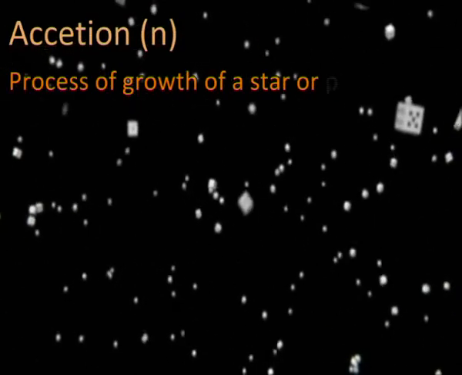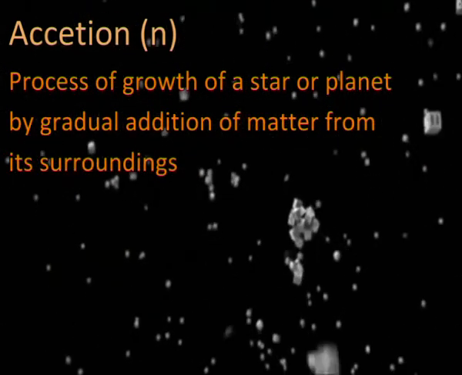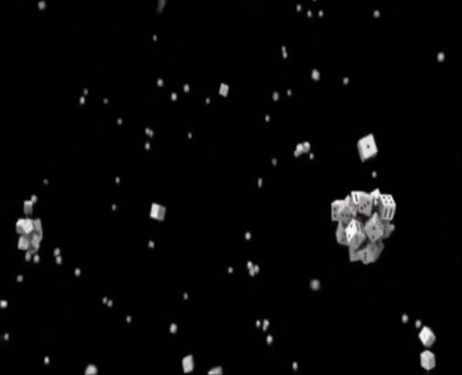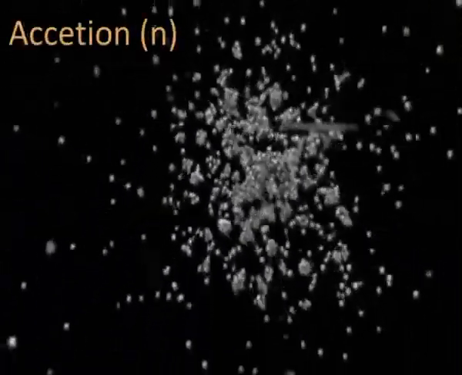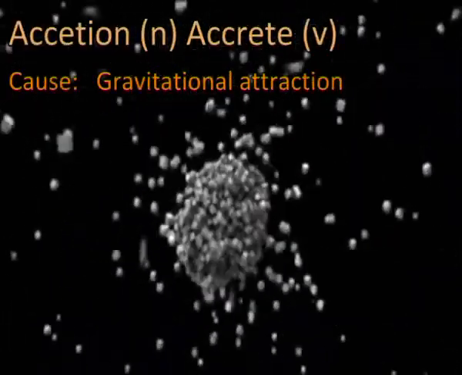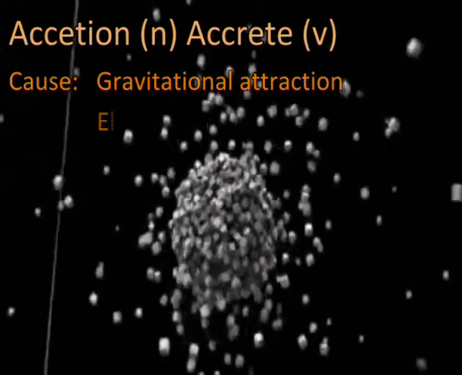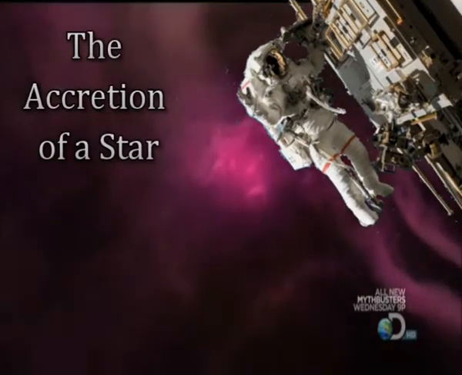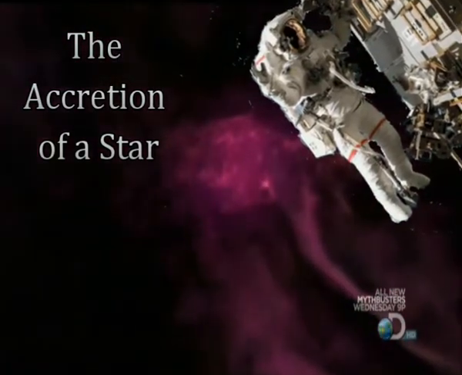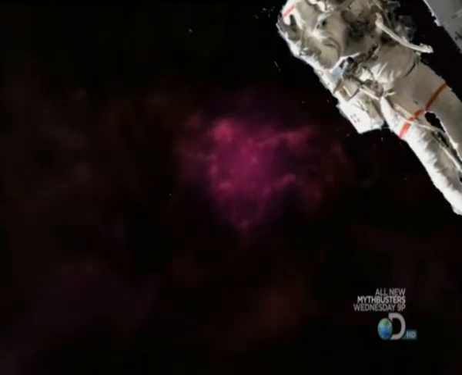Accretion is the process of growth or increase in size of an object by the gradual accumulation of additional matter. In this simulation, the small dust particles and gas particles of the nebula are represented by small dice which clump together. For stars, accretion is caused mostly by gravitational forces and to a lesser degree by electrostatic forces. Gravity pulls the dust and gas into a giant, swirling vortex.